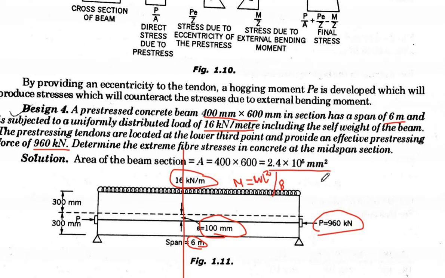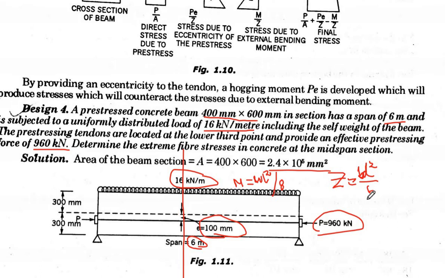Plus minus M by Z. M we know, Z we will know: Z is equal to bd square by 6. So we can calculate this bd square by 6, and then the third stress which will be there will be what? Due to this eccentricity, so that is minus plus PE by Z. So P you already know, eccentricity you know is 100, and Z you already know.